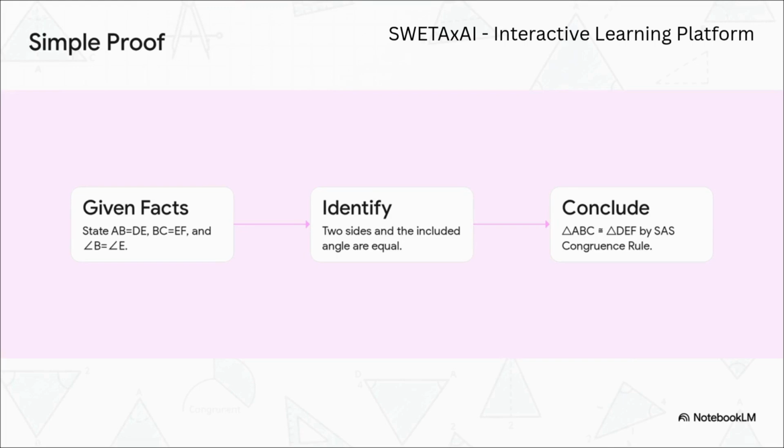Let's actually walk through a quick proof. Step 1. Systematically state the facts you've uncovered, like side AB equals side DE, side BC equals side EF, and angle B equals angle E. Step 2. Note what these facts represent from our toolkit. In this case, we've got two sides and the included angle. Step 3, and this is the kicker, state your conclusion with the official rule. You'd write, therefore, triangle ABC is congruent to triangle DEF. Reason, SAS congruence rule. Look, if you don't write down the specific rule you used, you're leaving points on the table. The examiner needs to know exactly which law you applied.